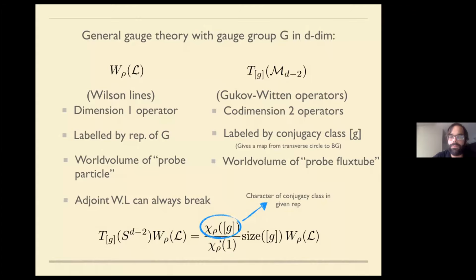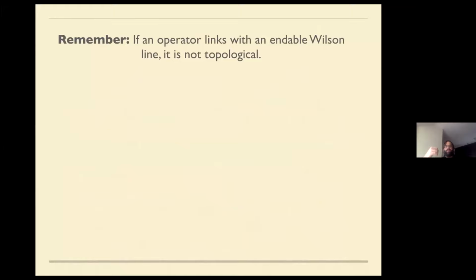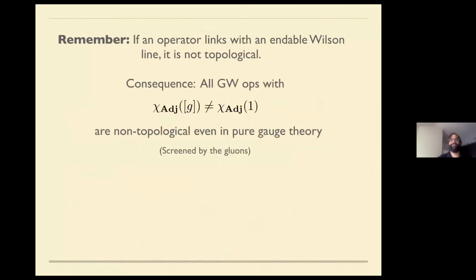So remember the basic idea that we have. If an operator links with an endable Wilson line, it's not topological. And this has already a very simple consequence, which is that all Gukov-Witten operators which link non-trivially with the adjoint representation are going to be non-topological just because you have gluons. So all of those are already non-topological. We don't need to talk about them.